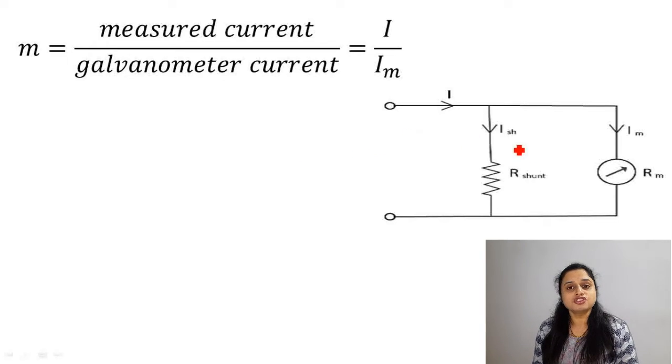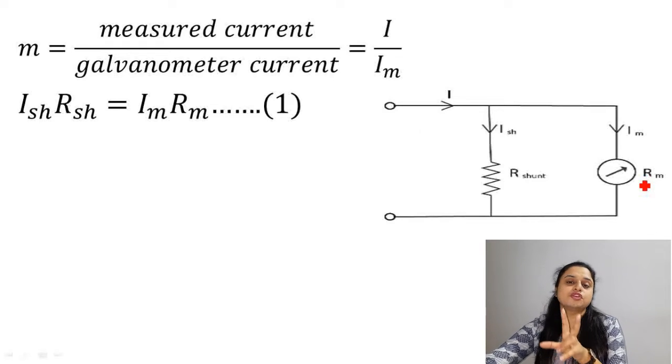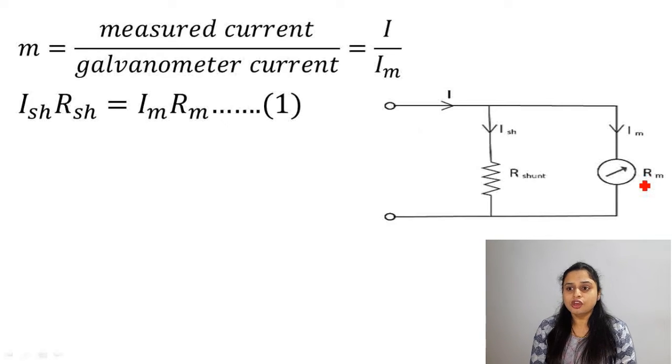So for this shunt branch you can write it as ISH into RSH, and for this meter you can write it as Im into Rm. This will be your equation when the voltage drops are the same, because both are connected in parallel. We denote this equation as equation number 1.